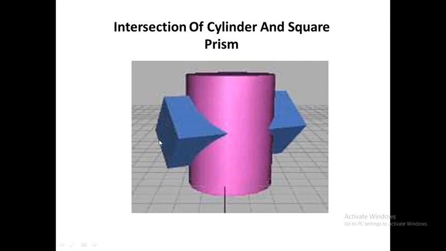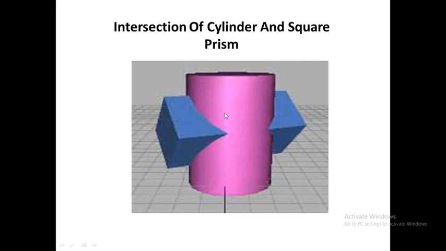From the figure, it is also clearly understandable that the side view of the square prism will be a square of given side, whereas the front view will be a rectangle and the top view will also be a rectangle. So for solving the problem of the intersection of a cylinder and a square prism, we have to follow some steps. The first step is to draw the top view, front view and side view of the vertical cylinder. So in the first step we will draw the top view, which is a circle, the front view, a rectangle, and the side view, also a rectangle.